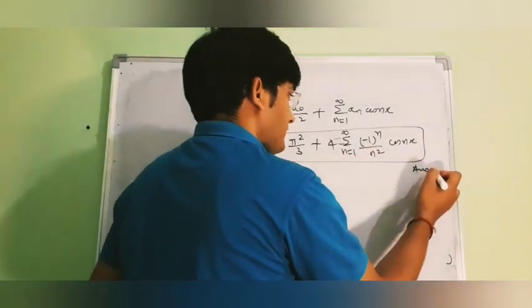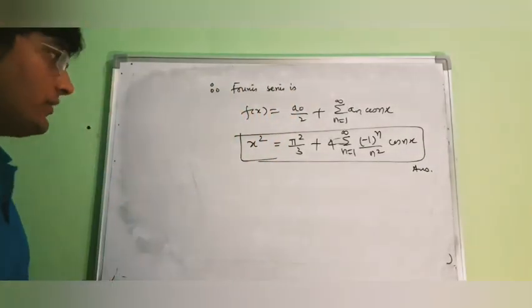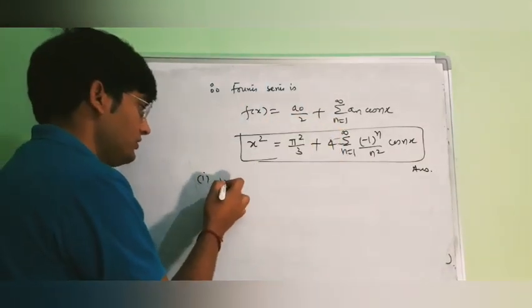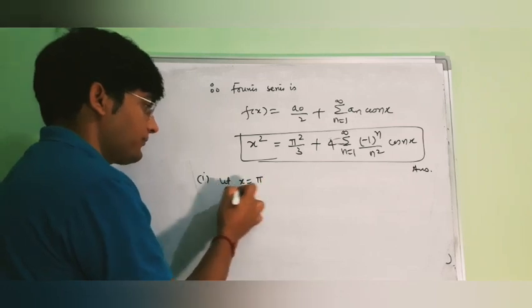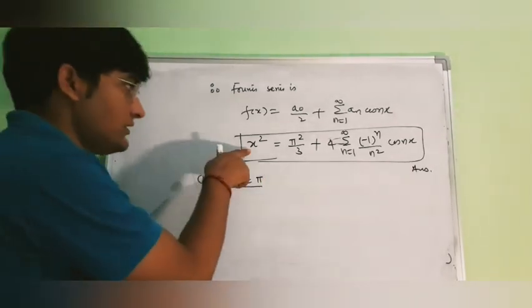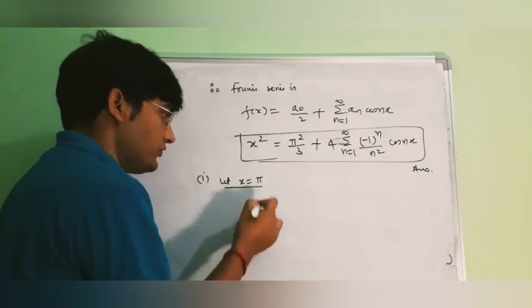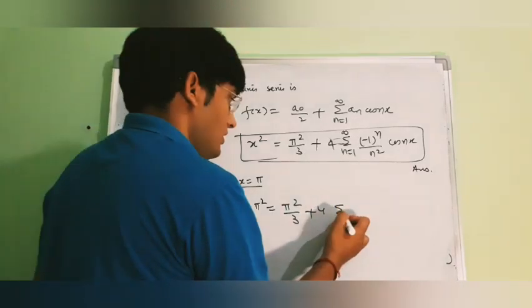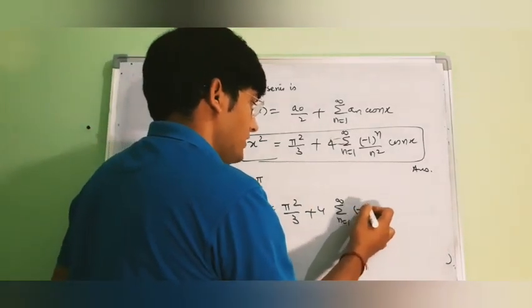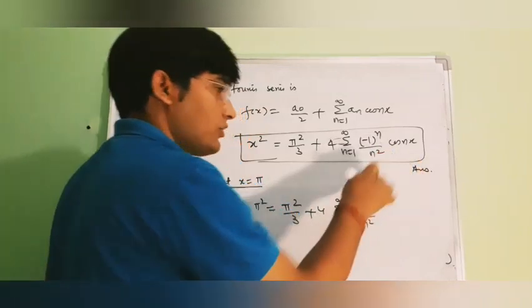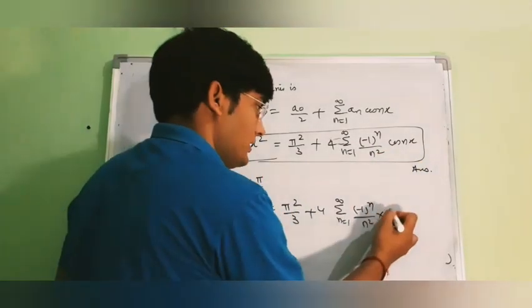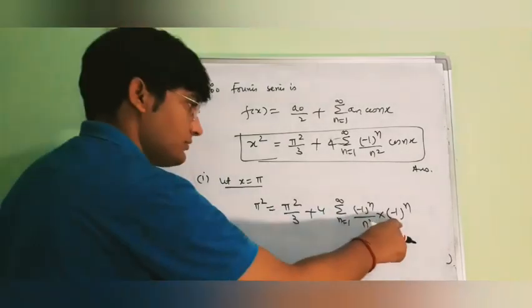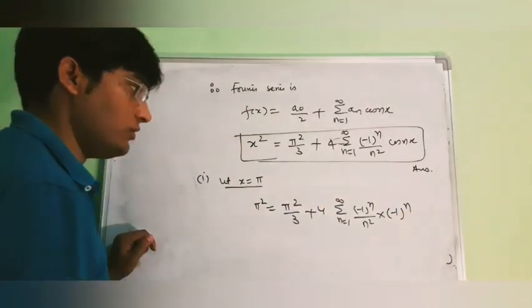Now for deduction, let us put different values of x in the interval minus pi comma pi. Let us start with x equal to pi. Now, as the function is continuous, so at x equal to pi, the value of the function will be pi square, and here we will have pi square by 3 plus 4 summation n equal to 1 to infinity, (-1)^n upon n square. Then here we will have cos n pi, and cos n pi is (-1)^n. So the power will be 2, so the value of (-1)^n into (-1)^n will be 1.